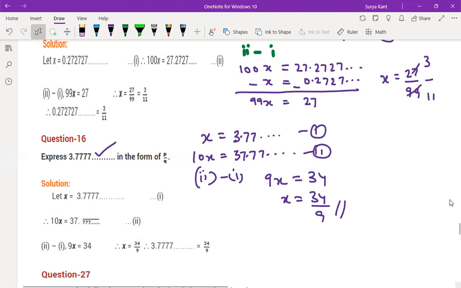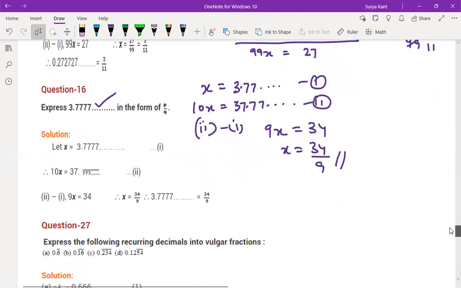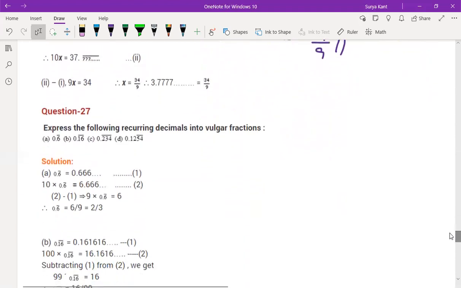The next question. Should we simplify it to 37 by 9? No, it's not required. You only should convert into P by Q form. That's enough. Okay.